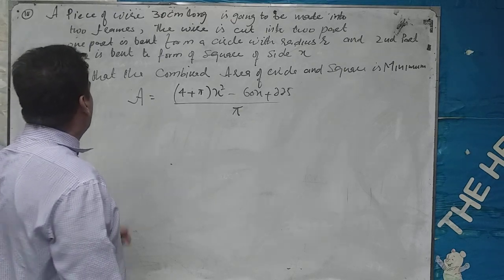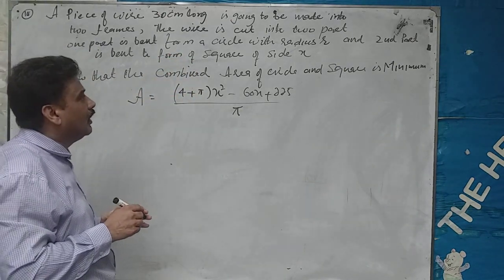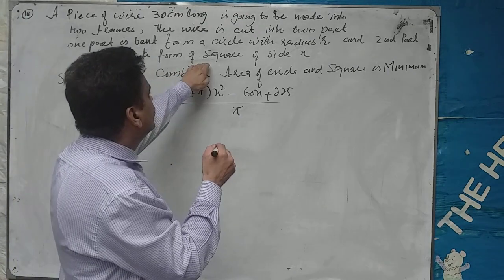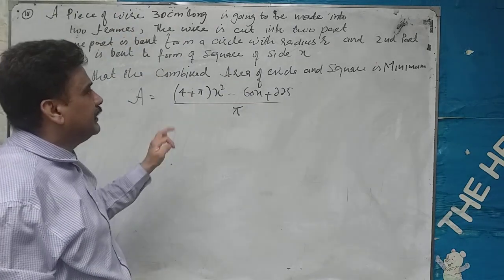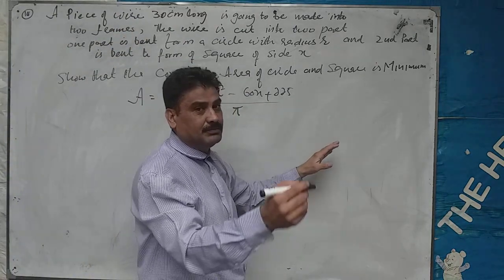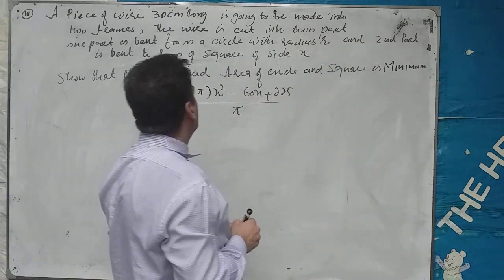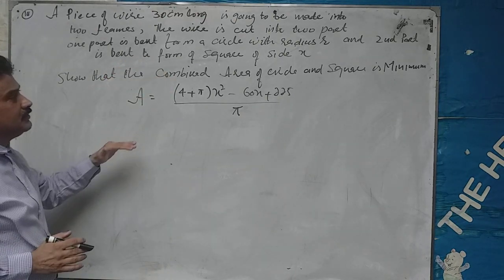The question is this: we have to show that the combined area of the circle, which is made by one part of wire, and the area of the square, which will be made by the other part of wire, is minimum. We have to show that the combined area of both shapes is minimum.